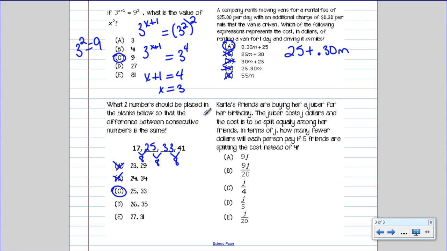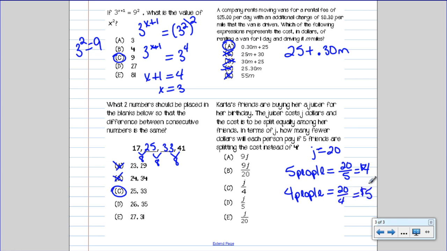So we need an amount for the juicer to cost. And when I look at my problem, I know that I'm going to have to split it between either 5 people or 4 people. So I want a number, just to make it easy on myself, that's divisible by 5 and by 4. The easiest one I could think of is 20. So I want my juicer to be $20. If 5 people buy the juicer, it's $20 divided by 5, so each person would have to pay $4. And if 4 people split the juicer, it's $20 divided by 4 people, so it's $5.